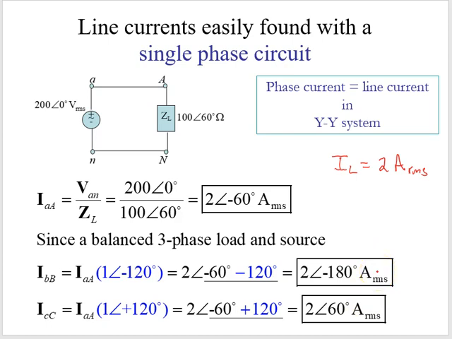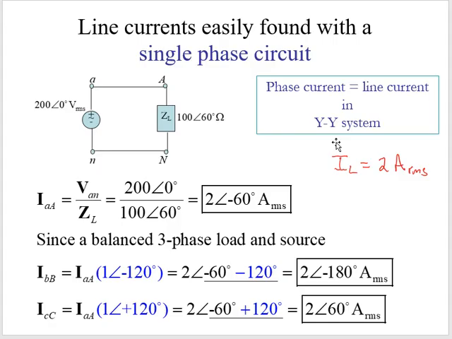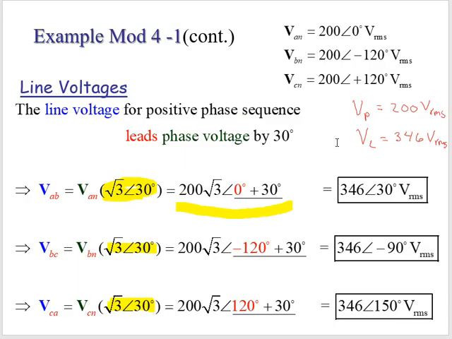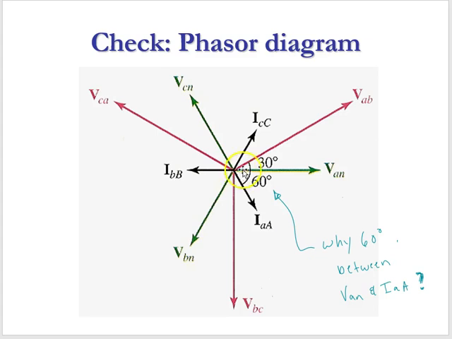So now we found the phase voltage, line voltage, and line current, which is the same as the phase current in a YY system. We can do our check here and draw our phasor diagram, where our VAN was at, if we go back and look at what we found, 0 degrees. So we can start with that just at 0 degrees. Our BN, -120 degrees, CN, -240.